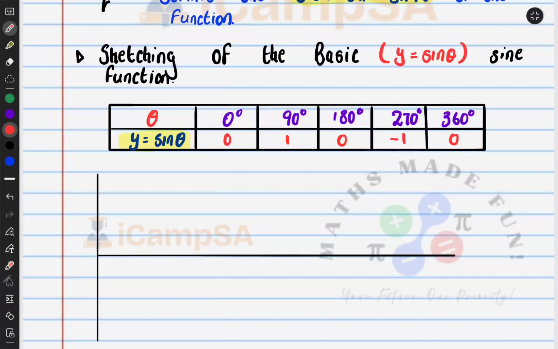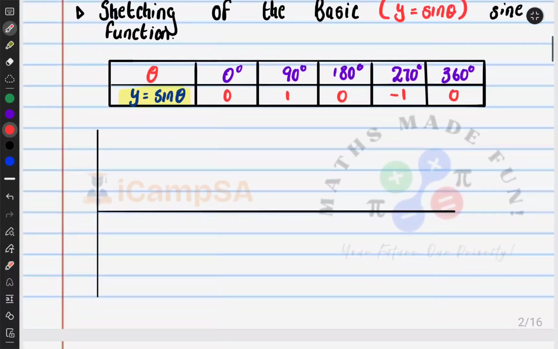You can use any other intervals, like 0, 30 degrees, 60 degrees, and so forth, if you want to have more values, but for the sake of space, we're just going to use intervals of 90 degrees.